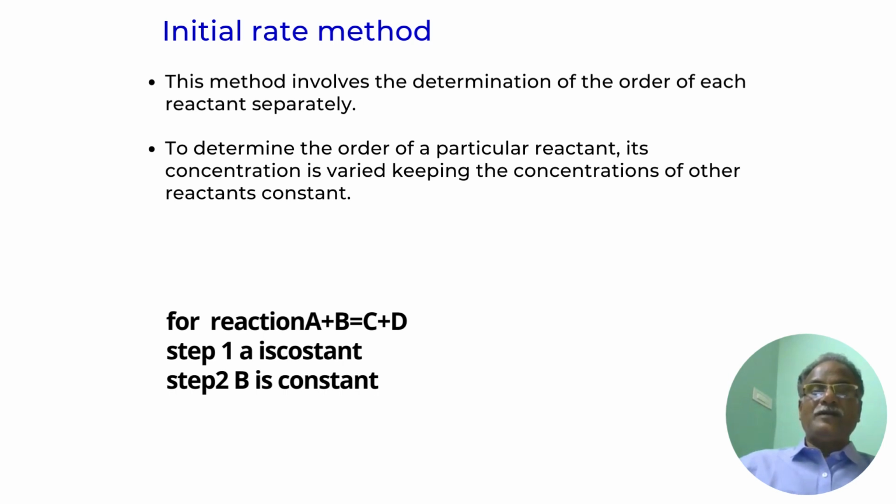Let us see if you perform this for the A plus B gives rise to C plus D reaction. If you want to determine the order with respect to A, you should keep the concentration of B constant. If you want to determine the order with respect to B, A should be kept constant.